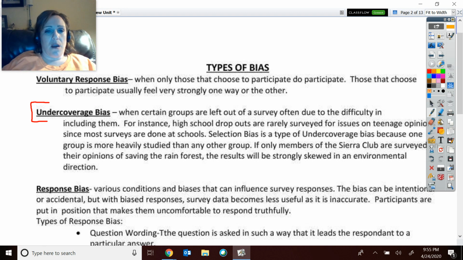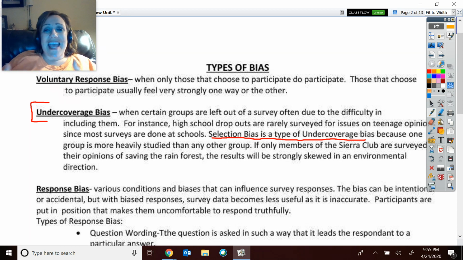All right. Selection bias is that type of undercoverage because you may have made that choice in who those people were going to be. You asked people in the Sierra Club about their opinions on the rainforest.